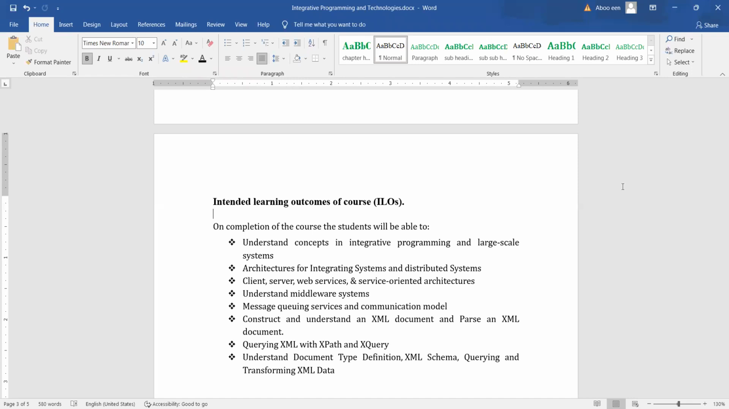Great. Okay. In this subject, we are going to learn some of the concepts, some of the architectures, some of the network-related aspects, and various architectural models. And we will learn XML and XML-related schemas to handle the data.